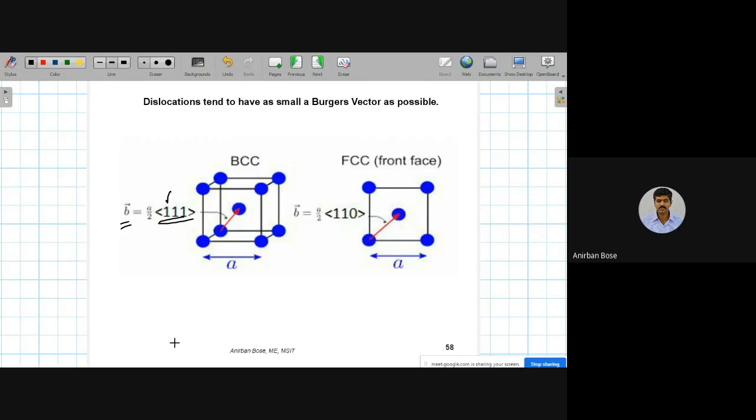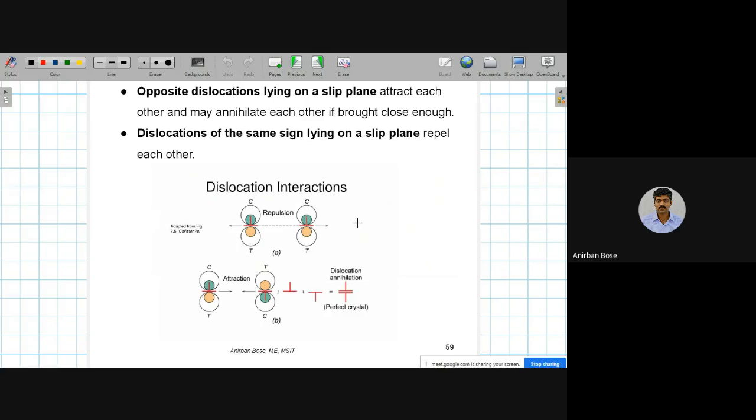Clear? Similarly, in FCC you can see it is along the face diagonal, so the 110 family, any one of the face diagonal directions, and the closest distance will be a by 2. Is this part clear to everyone? Yes, sir. Okay, so this is how we fix the magnitude and direction of the dislocation for different types of crystals.